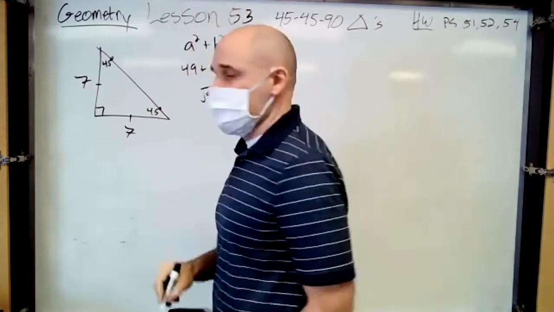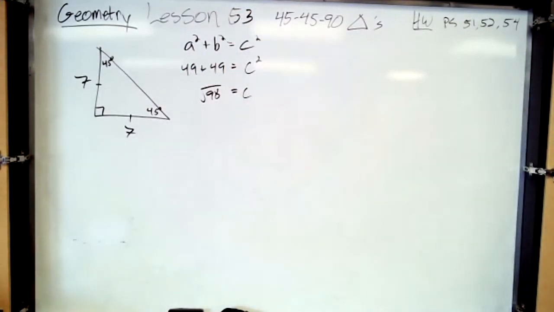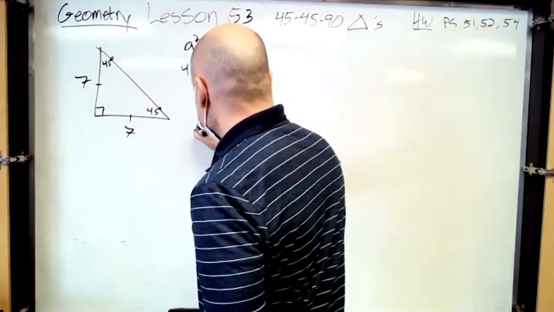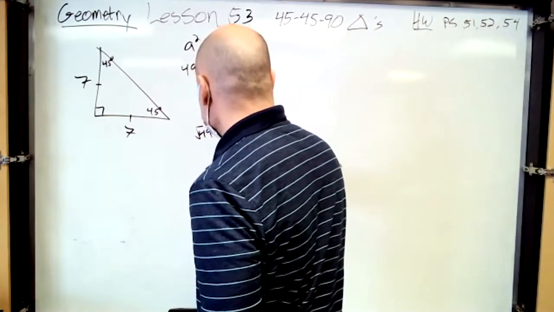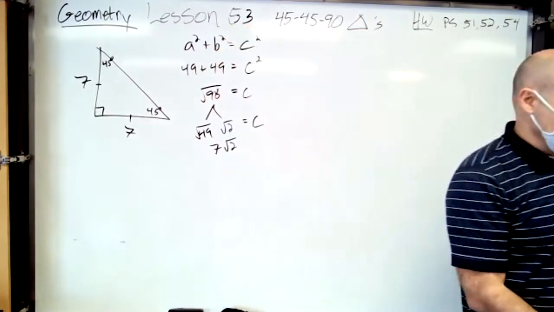Okay. But you can reduce this radical, right? What square goes into 98? We just figured it out. 49. 49 goes in 2 times, right? So this is the square root of 49 times the square root of 2, so 7 radical 2. So that's what C equals, right?